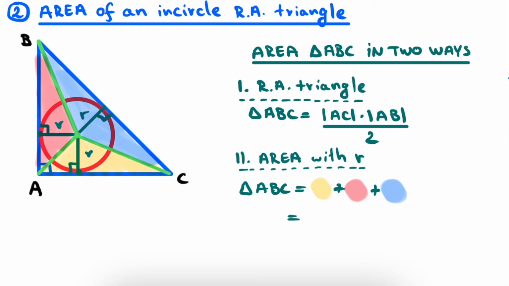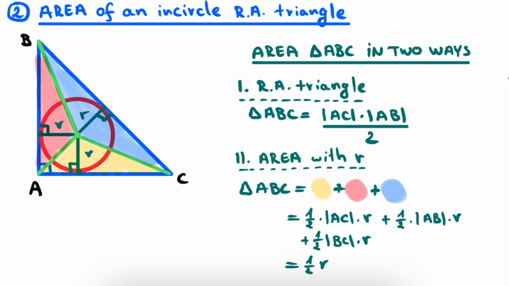For the yellow triangle, this becomes 1/2 times the base of this triangle, which is the length AC, multiplied by its height, which is of course r. The same can be done for the red triangle, which is 1/2 times its base, which in this case is AB, times r again. And of course, for the last blue triangle, this is again 1/2 multiplied by BC multiplied by r. And we can of course now simply factor out this 1/2 and this r to get that the total surface of our triangle is 1/2 times r multiplied by AC plus AB plus the length BC.